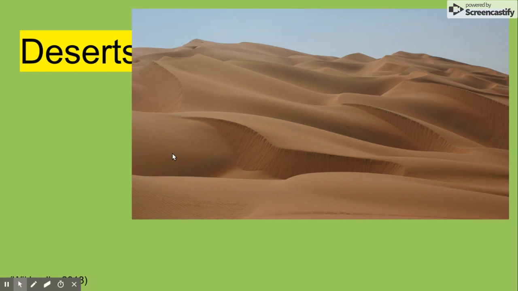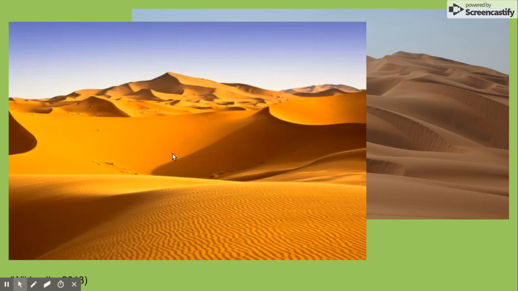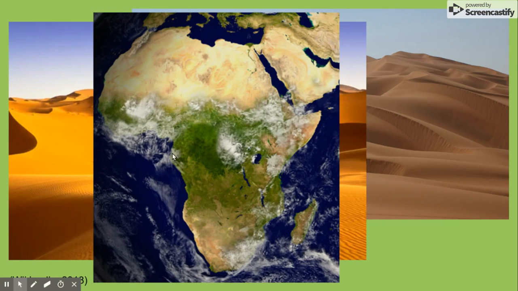Next, we're going to go to the world's most common landform, that is deserts. There are two types: hot deserts. Normally, when we think of sand dunes, this is what we see. We see that in Africa, it actually makes up almost half of the continent, where we see it in the north with the Sahara Desert and the Namibian Desert in the south.